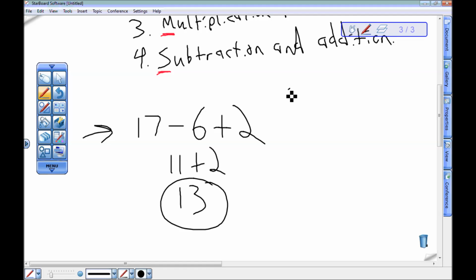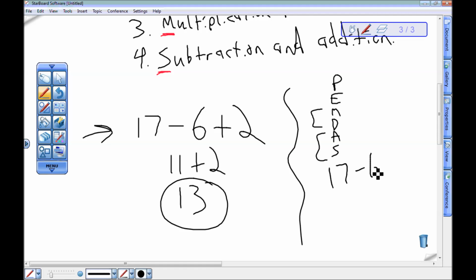However, if someone learned PEMDAS and they forgot that, in Please Excuse My Dear Aunt Sally, this is addition, subtraction, that's multiplication, division, exponents, parentheses. If they forget that addition and subtraction are supposed to be together, and they just say, P-E-M-D-A, A is first, and they do this first, they'll get the wrong answer here. They'll add 6 and 2 and get 8. 17 minus 8 is 9. This is not a way to write 9. It is a way to write 13.